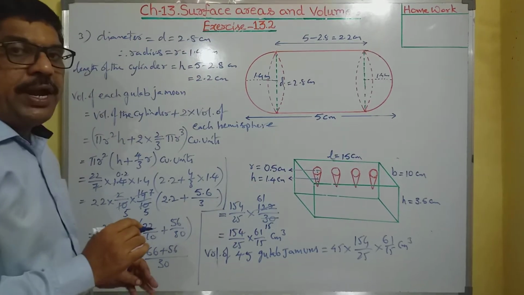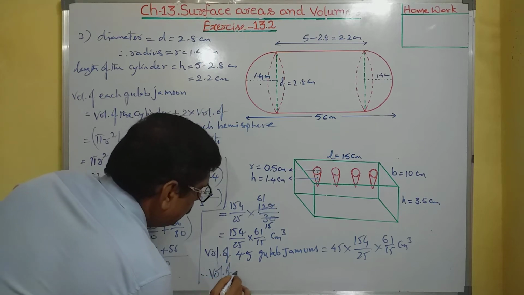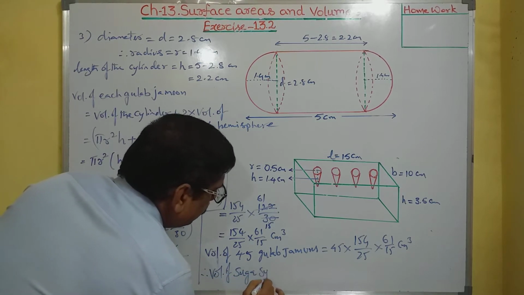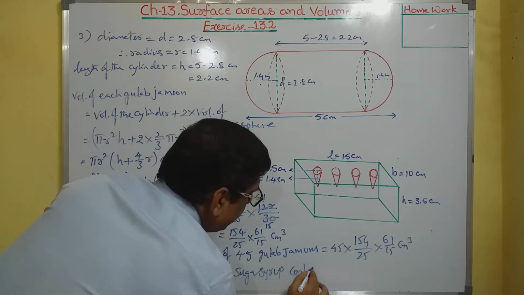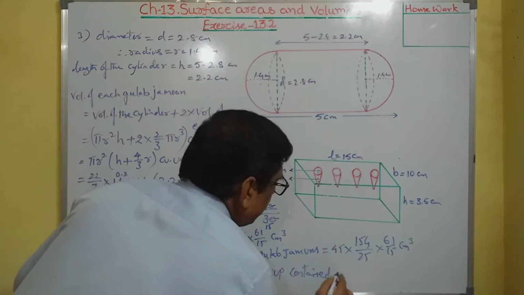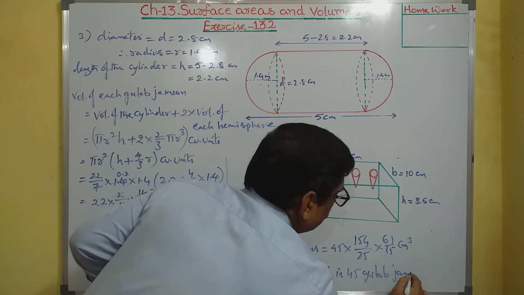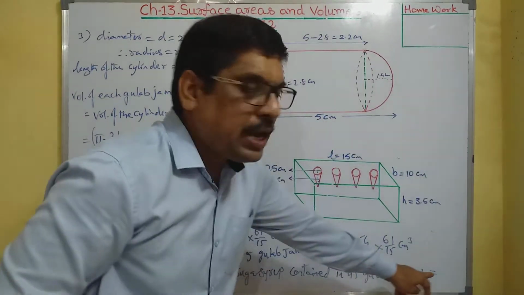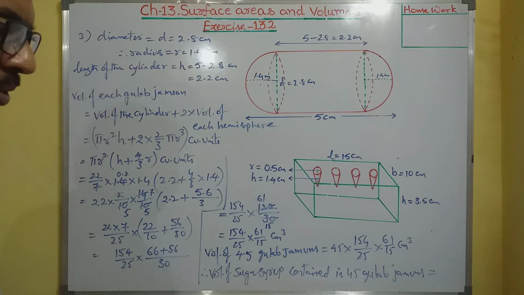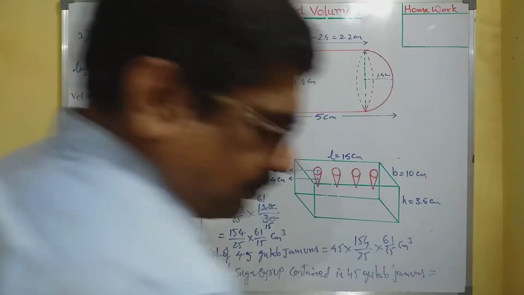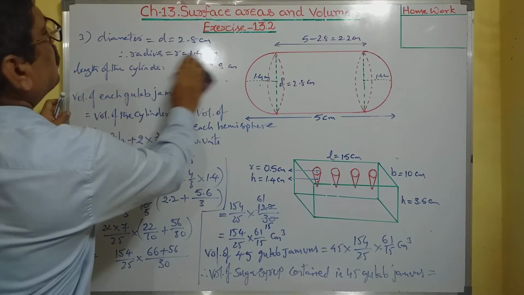Now we need to find the sugar syrup. Therefore, the volume of sugar syrup contained in 45 gulab jamuns is equal to, here I don't have the place, so I will write here. Please note it down. I will erase this portion.